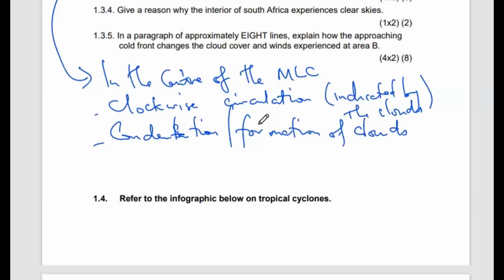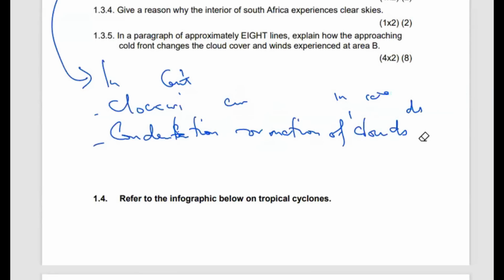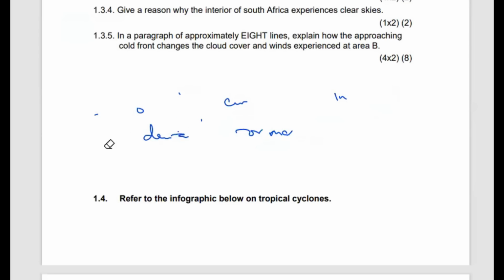Right, let's move on to the next question. The next question is saying, describe the rainfall usually associated with the cloud type at the warm front. We want the rainfall which is usually associated with the cloud type at the warm front. Right.